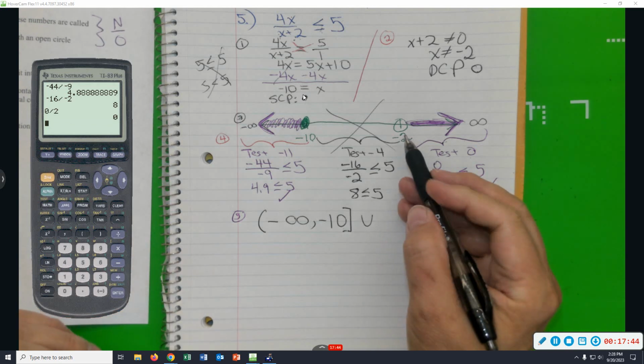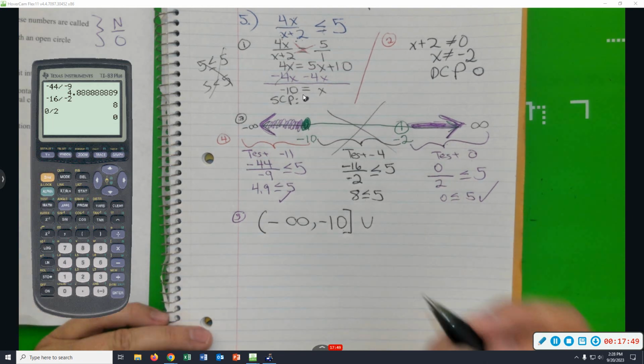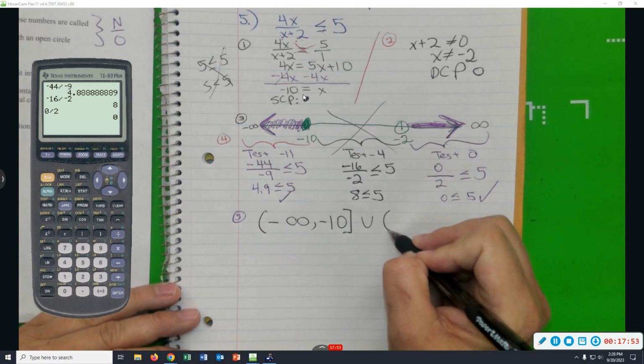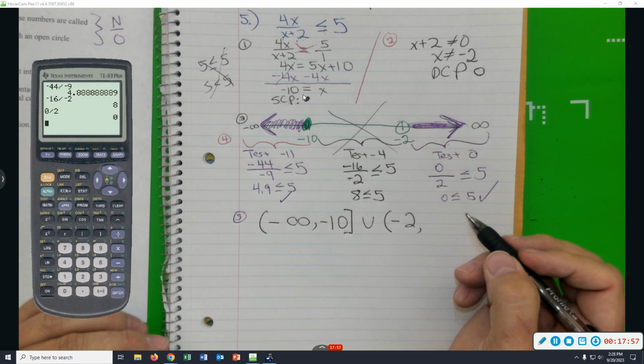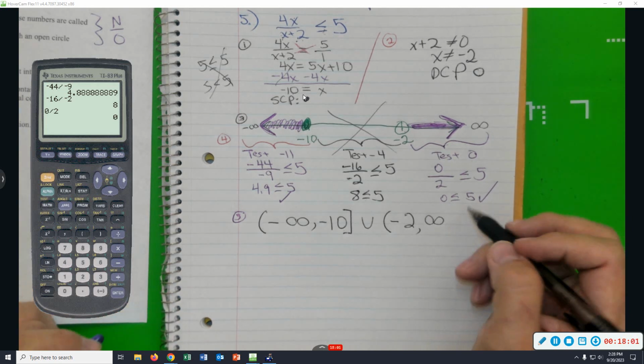Be careful. She said she heard parentheses. Oh, did he say parentheses or bracket? Oh, I thought I heard bracket. Okay. Bracket, okay. I always hear the right answer.